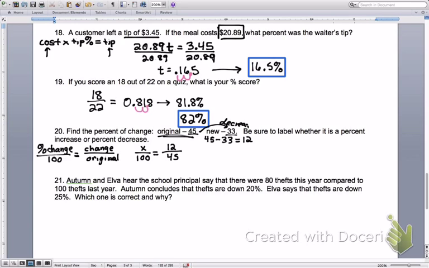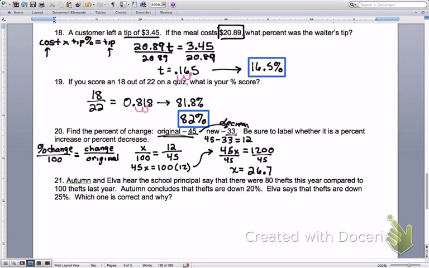So let's go ahead and cross multiply. X times 45 is 45x equals 100 times 12. So 45x equals 1,200. And to get x by itself, we divide both sides by 45. So we get x equals 26.6 repeating, so I'll round that to 26.7.